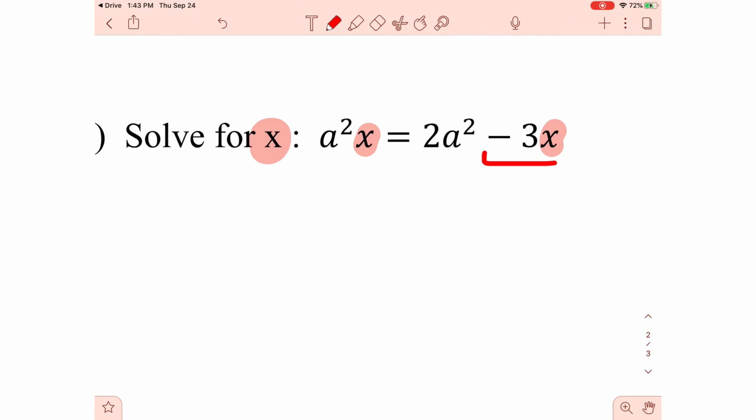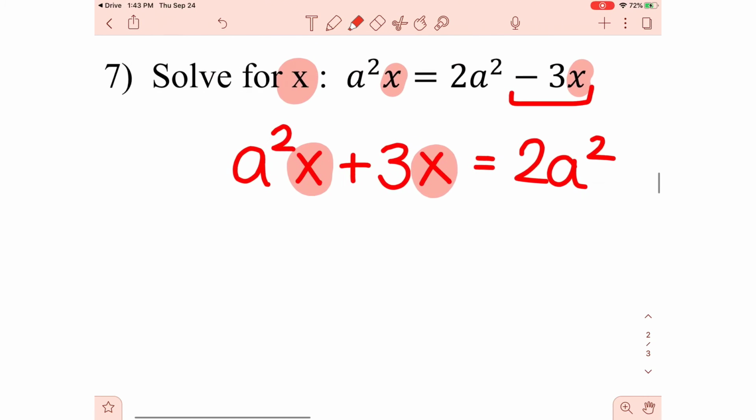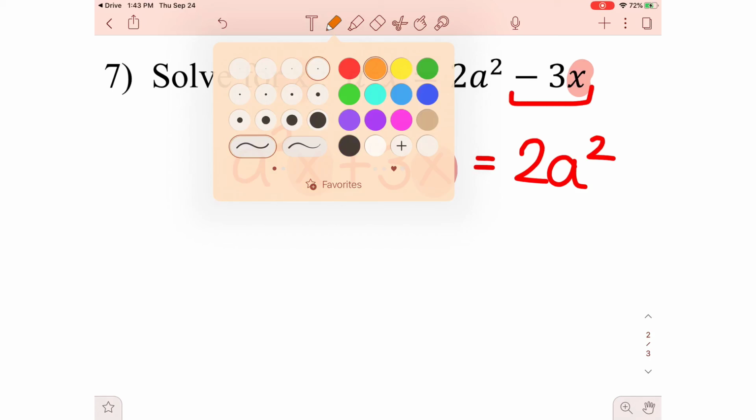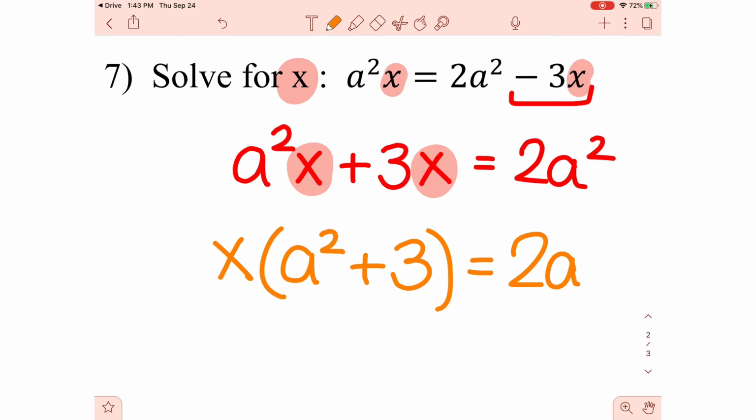So I'm going to add this negative 3x. I'm going to add it to the left. It looks like this. A squared x plus 3x equals 2a squared. Now I cannot combine these. However, since they both have an x, what I can do is factor out the x. And I'm left with an a squared plus 3. And then it equals 2a squared.